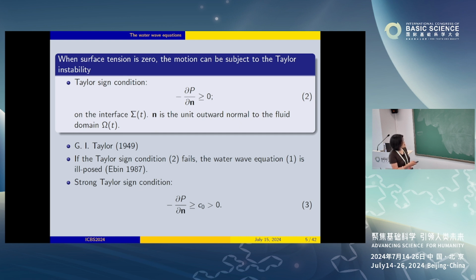This condition was proposed by G.I. Taylor, okay, and it is well known that when the Taylor sign condition fails, the water wave equation is ill-posed. This is a result of Ebin, for example, and I'm going to get to this a little later to see why the sign is so important, okay? And of course, when the quantity is bounded between 0 and a positive lower bound, we call this the strong Taylor sign condition, okay?